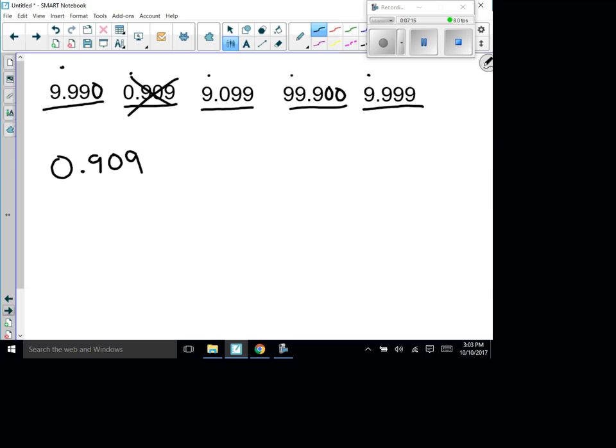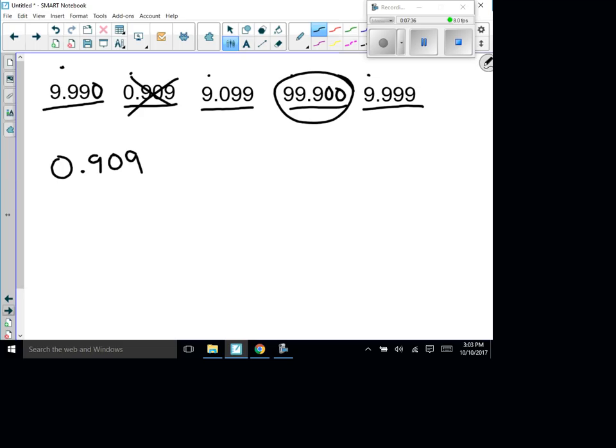Okay, now let's go to the next biggest. And I'm going to show you another way to look at this if you want. So they all start with 9s, except for this 99. We're going to circle it, and we know that one's the biggest already. So that's going to be the last one we put in. So the next ones are 9.990, 9.099, and 9.999.